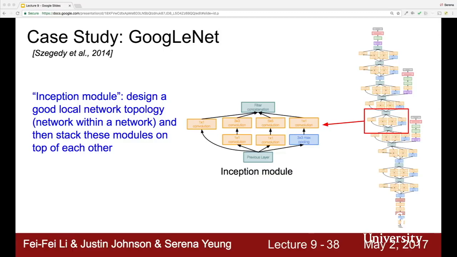Okay, so what's the inception module? The idea behind the inception module is that they wanted to design a good local network topology. You can think of it as a network within a network, and then stack a lot of these local topologies one on top of each other.